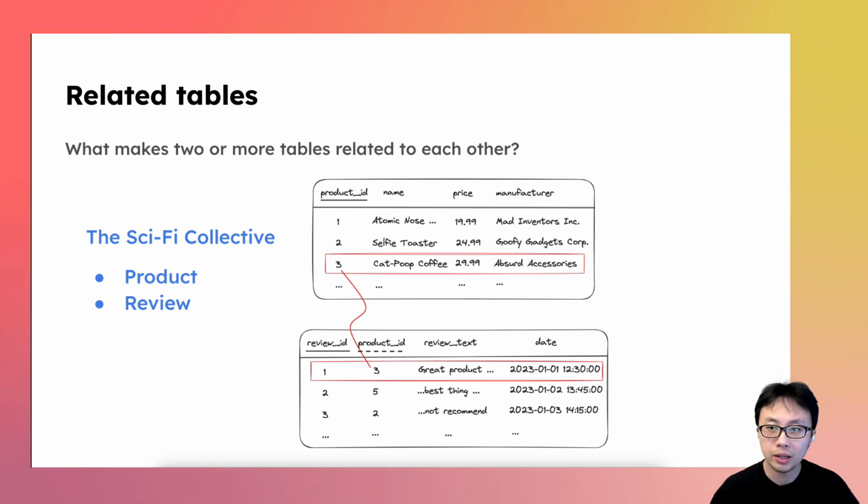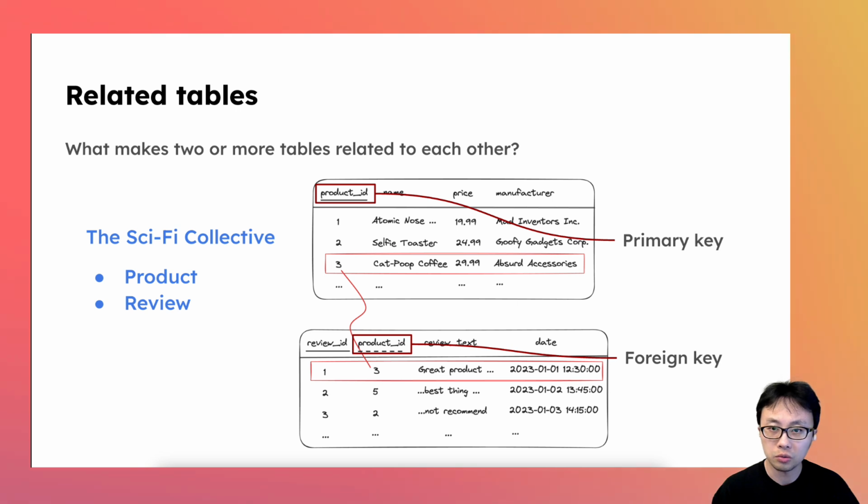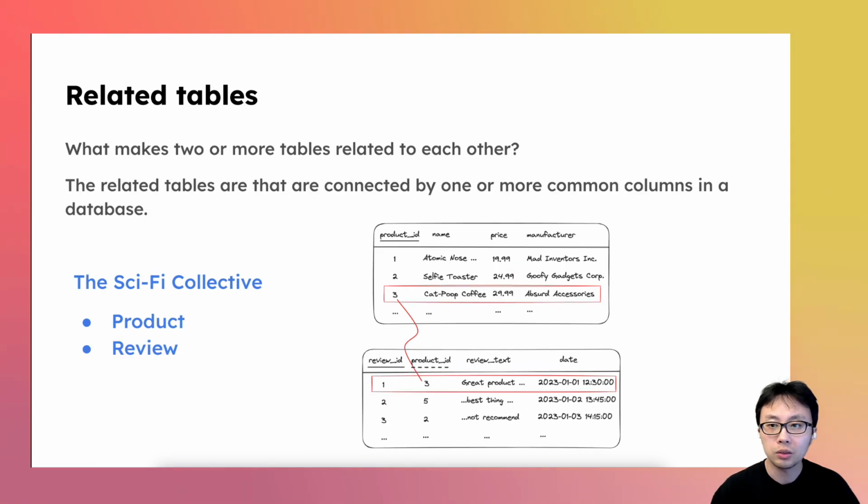So the product ID column is shared across the two tables. Its goal is to help the review table remember which review is for which product. And that makes the two tables related to each other. In the product table, the product ID column is the primary key. In the review table, the product ID column is known as the foreign key, which refers to the primary key of another table. In this case, the other table is the product table. Now let's define the related tables formally. The related tables are the tables that are connected by one or more common columns in a database.